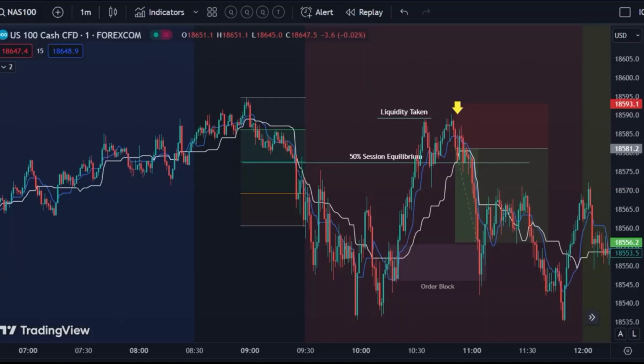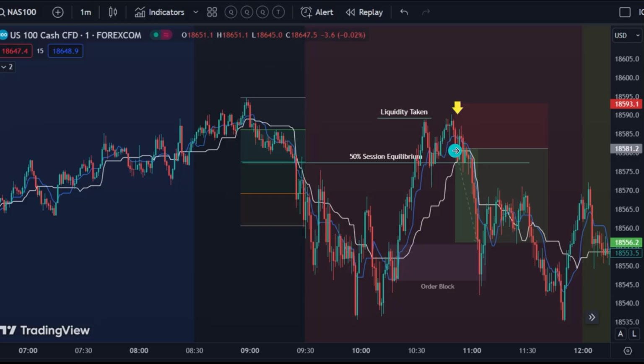Let's take a look at some examples on the charts. Here we have the NASDAQ during the New York session. During the pre-New York session, we drew out the high and the low. We also put our midpoint of that session as the 50% session equilibrium. Liquidity was taken right before 11 o'clock as price moved above the 50% level. Then price closed below the Tenkansen line, the blue line of the Ichimoku indicator. Once that occurs, that is your entry.